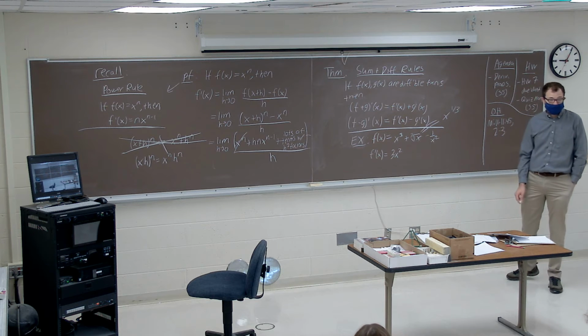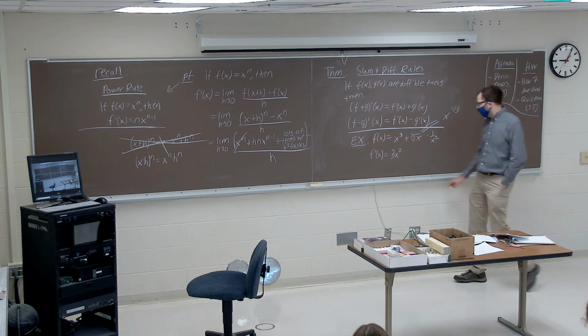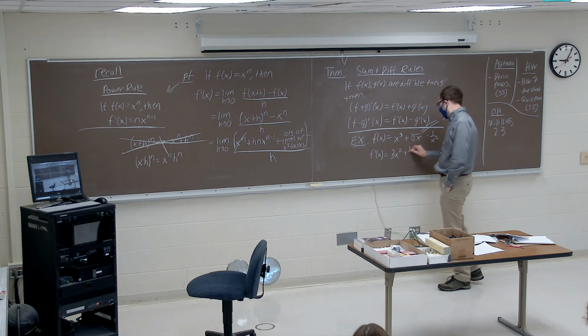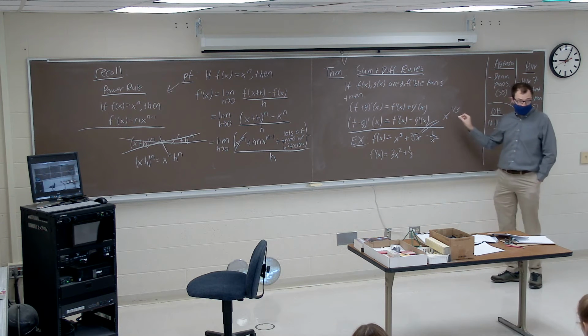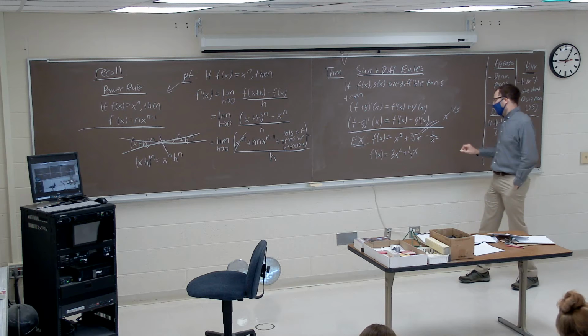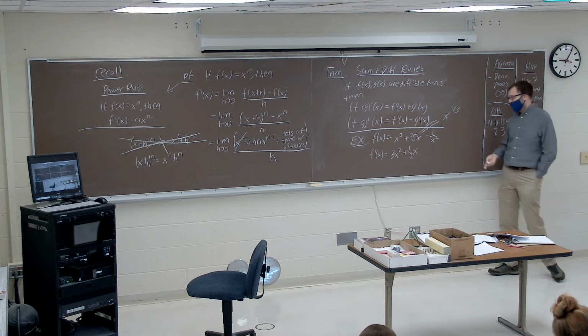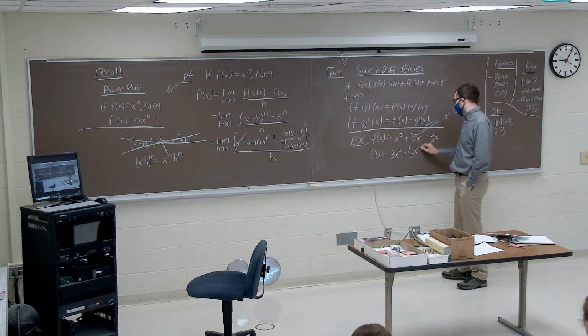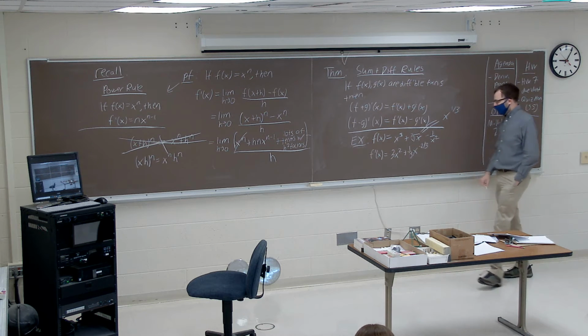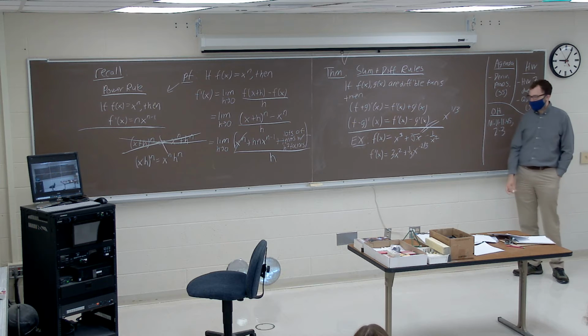Hannah? 1/3 x to the negative 2/3. Nice. So you pull down the 1/3 out in front, and then when you take 1/3 minus 1, you subtract 1 from the exponent. 1/3 minus 1 will give us a negative 2/3 power.